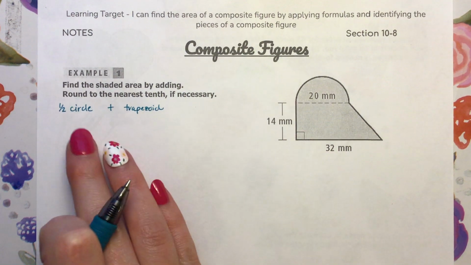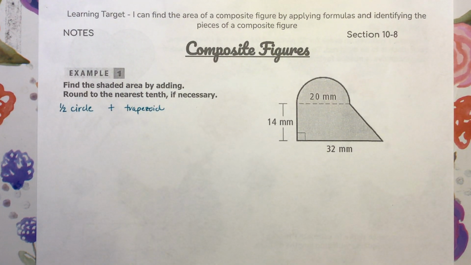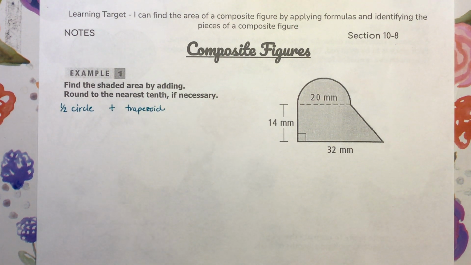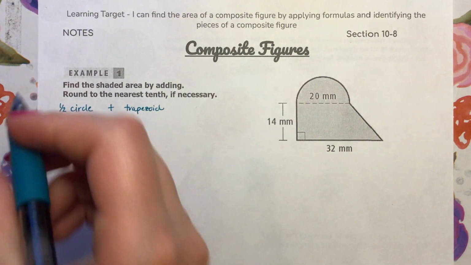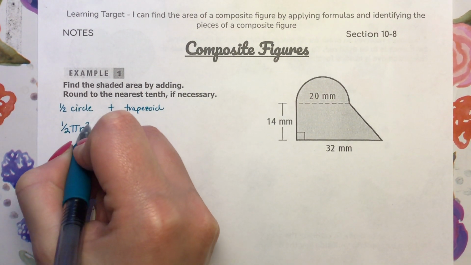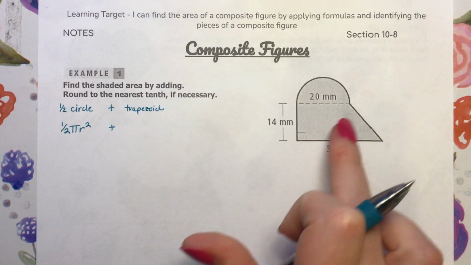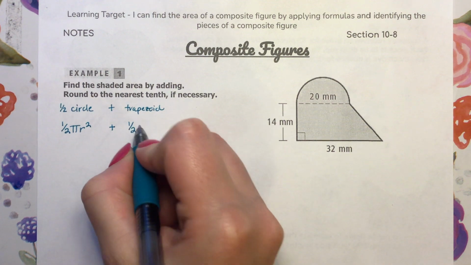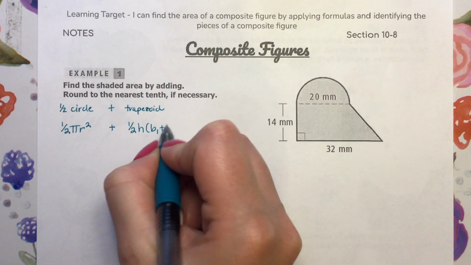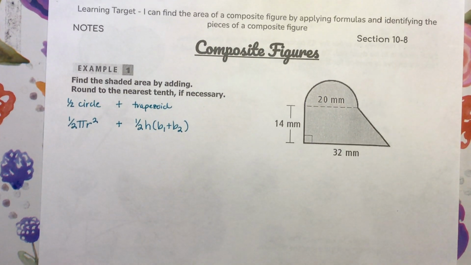Now let's write the formulas for each of those. So the formula for the area of a circle is pi r squared. So to figure out half of that, you would just take half pi r squared. So I'm going to say 1/2 pi r squared for this one. And then we're going to say plus, and then the area of a trapezoid is 1/2 height times base 1 plus base 2.